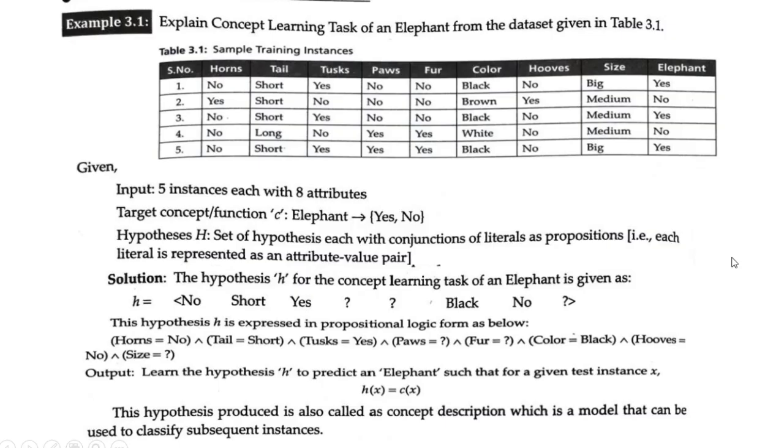So let's see that in the next slide. So this is the question: explain the concept learning task of an elephant from the data set given. So this data set is given. So how do you do the concept learning task for this?